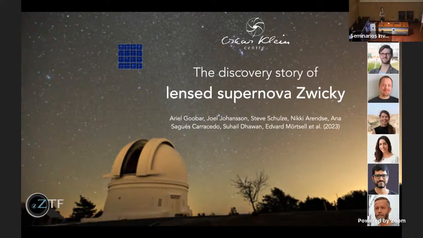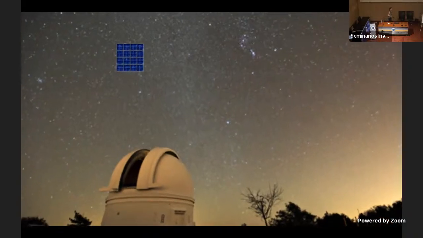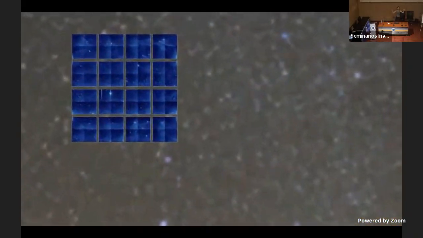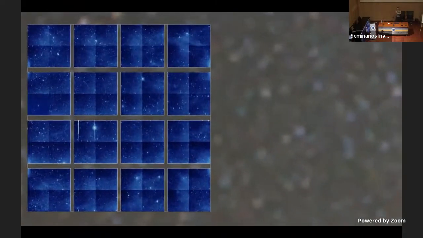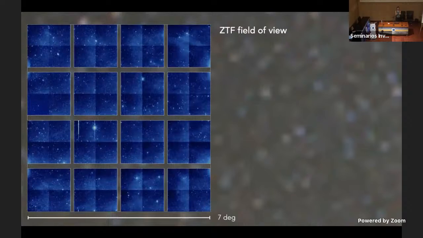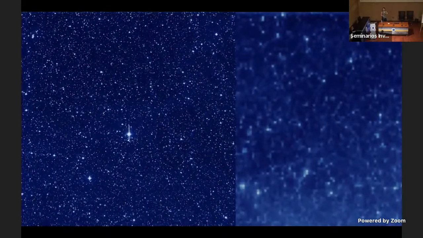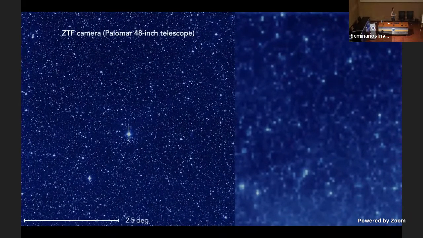This was supernova Zwicky. So now I'll go over the discovery story of supernova Zwicky, and I'll do that with a zoom in, where we start from the wide field of view of ZTF, and we're going to zoom in all the way using data from different telescopes until we finally see the resolved images of supernova Zwicky. And along the way, I will talk more about what led to the discovery and what made us alert to the fact that it was a lensed supernova.